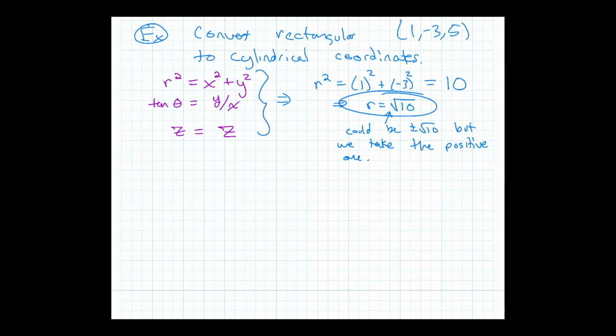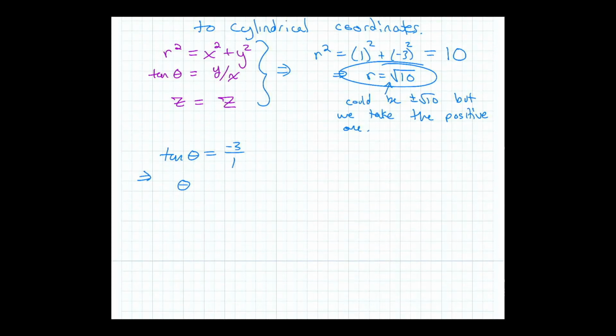Now to get the theta, we're going to have to use this equation. So tangent theta is going to be y over x. The y value is negative 3. The x value is 1. Okay, so you get tangent theta is negative 3. And the way we're going to deal with that is we're going to have to take an inverse tangent of both sides. So theta is going to be the tangent inverse of negative 3.